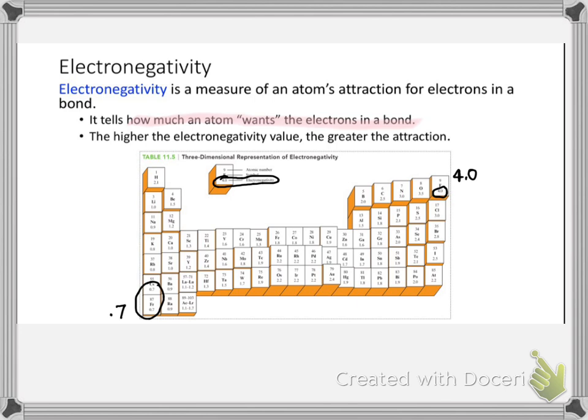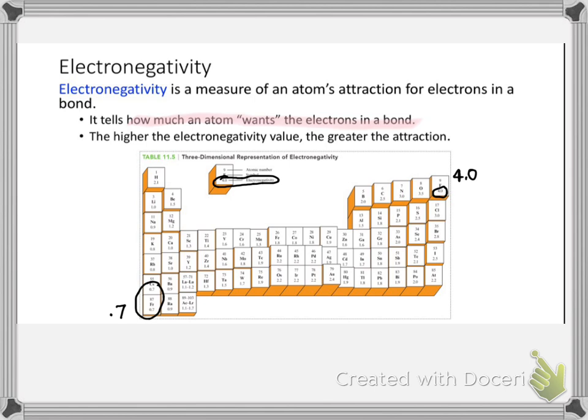And if you remember the trend, as you go from left to right, the atoms get smaller. So you can see here the nonmetals in the upper right-hand corner are the smallest elements, as well as the ones with the highest electronegativity values. And in the lower left-hand corner, the larger metals have lower electronegativity values. Okay, so the higher that number, the more attracted that atom is to the electrons that it's involved with in a bond. So fluorine would have the highest attraction to electrons in a bond that it's with, and then the metals down at the bottom would have the lowest.